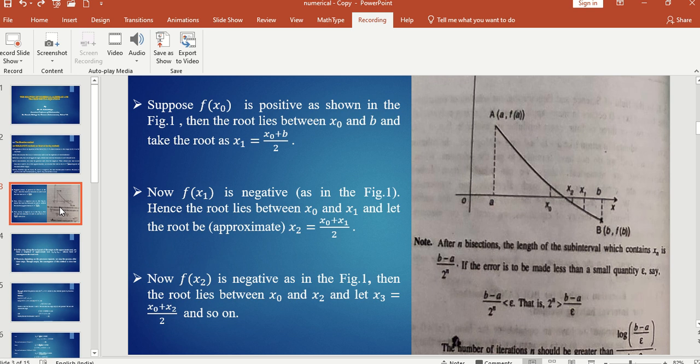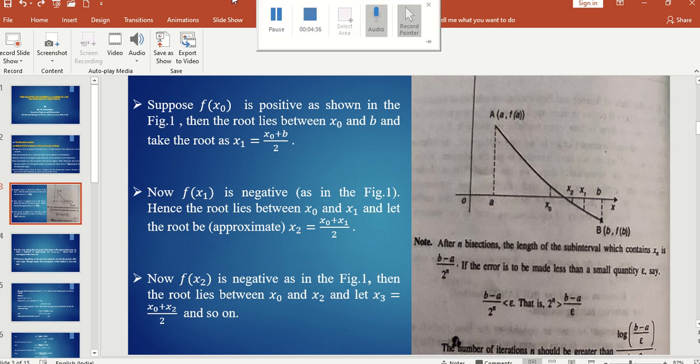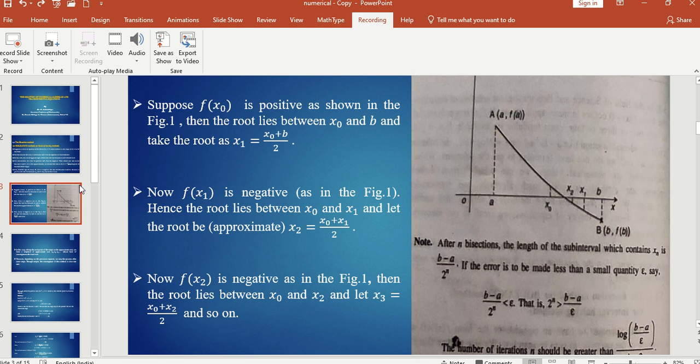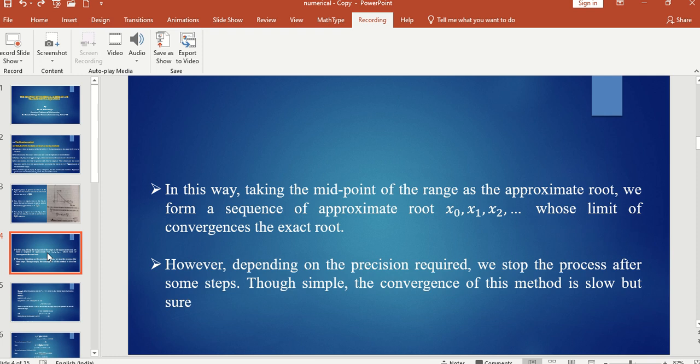Suppose f of x1 is negative, then the root lies between x naught and x1. So let the next approximation be x2 equal to x naught plus x1 by 2. Now if f of x2 is negative, then the root lies between x naught and x2. So take the midpoint of that. So we have x3 equal to x naught plus x2 divided by 2 and so on. In this way we continue the process. Then we obtain the sequence of approximate roots x0, x1, x2, etc., whose limit converges to the exact root.